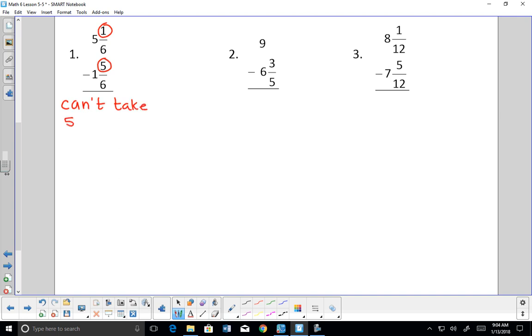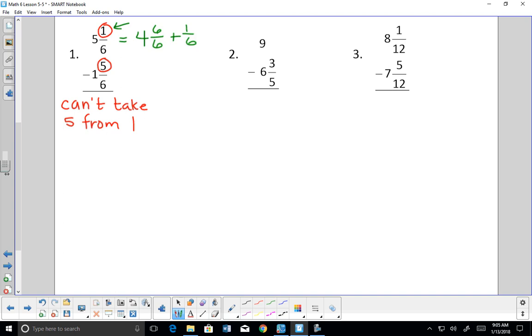So I'm going to have to borrow. So I have to rename the top fraction. So instead of making this 5 and 1/6, I'm going to borrow from the 5, and I'm going to make it a 4. I borrowed a whole number, so I borrowed 6/6. So 4 and 6/6 is another way of saying 5. I already had the 1/6 that was right here. So 5 and 1/6 can be written as 4 and 6/6 plus 1/6. Okay. Which means technically that becomes 4 and 7/6.